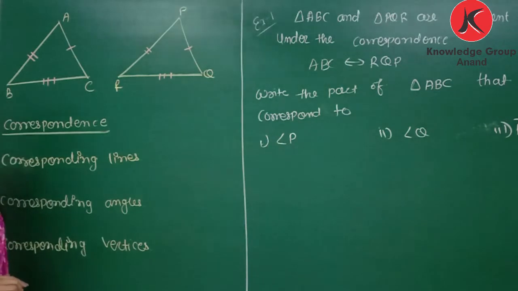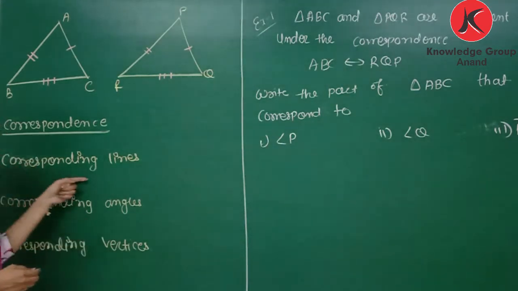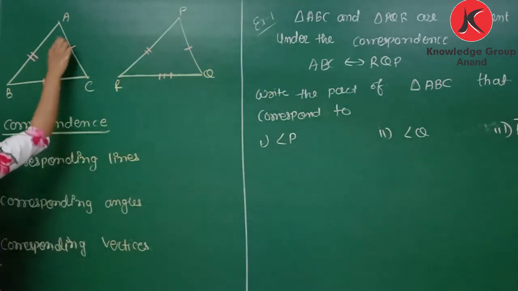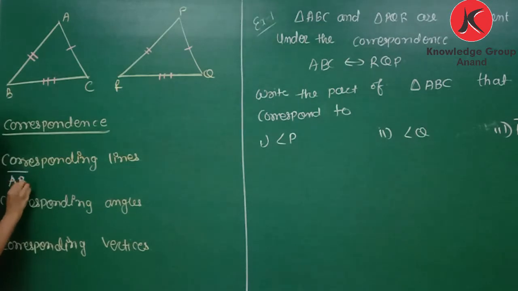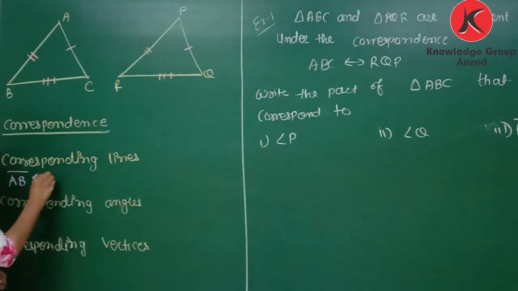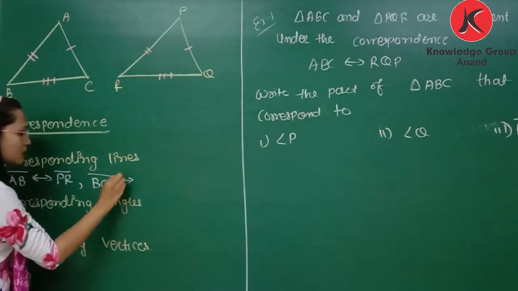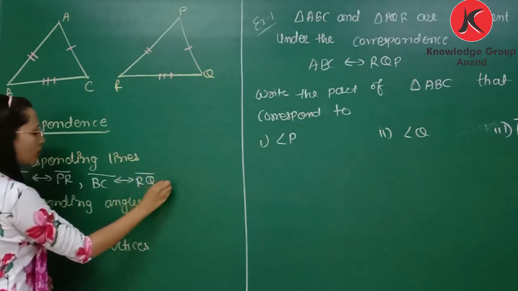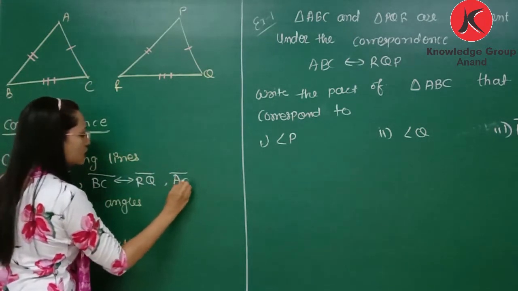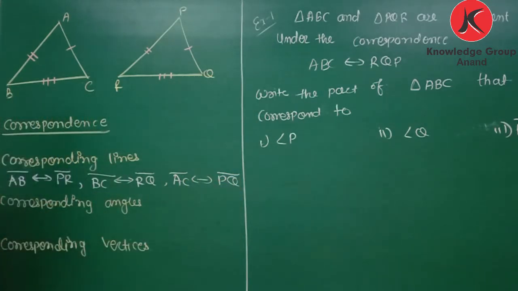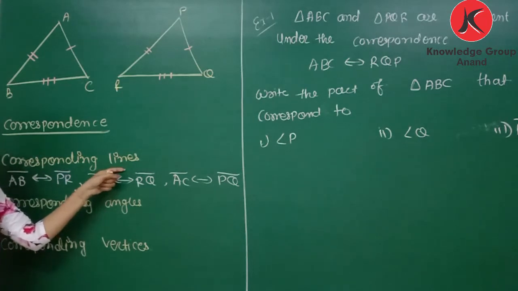So three types of correspondence are there in a triangle, that is corresponding lines. The equal lines become the corresponding lines. Let's consider line AB, is correspond, this is the sign of correspondence, to line segment PR, BC corresponds to RQ, and AC corresponds to PQ. So these are the three correspondences according to the lines of the triangle.